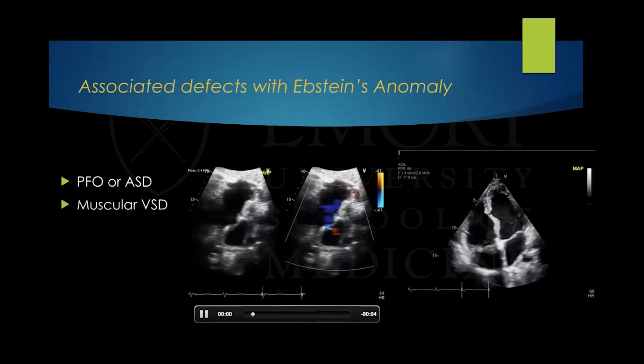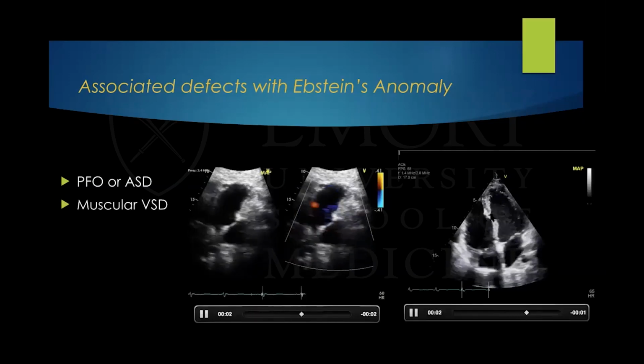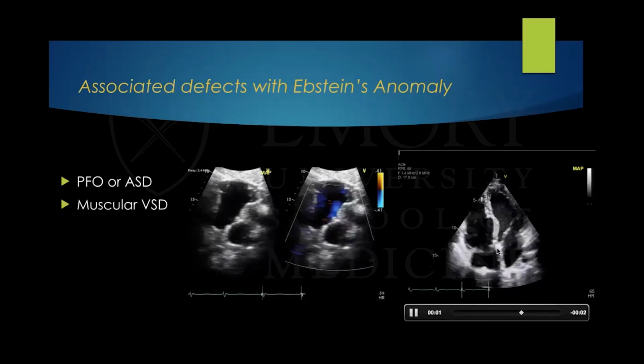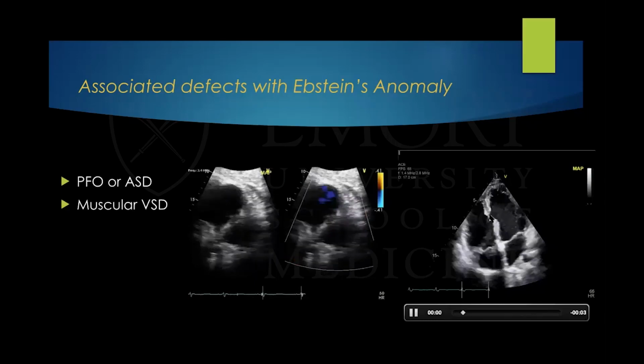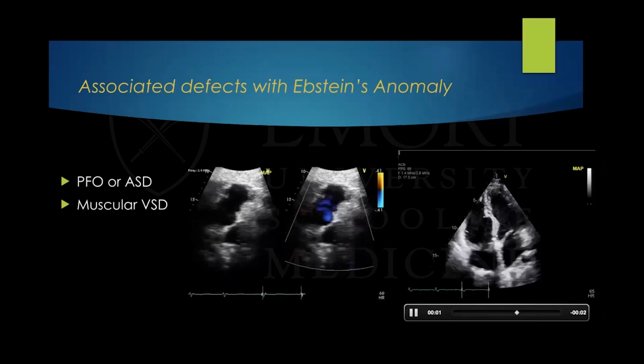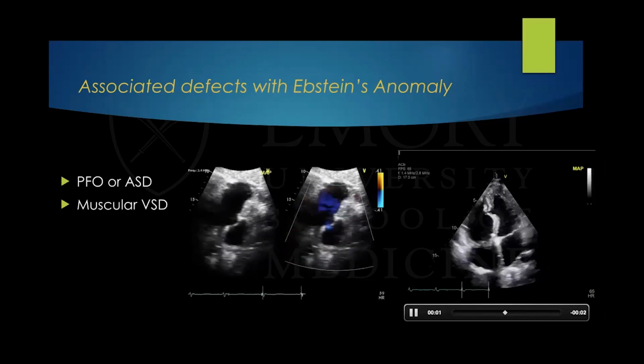And also muscular VSDs, especially in the area where the tricuspid septal leaflet was inserted. This particular case had already had tricuspid valve replacement, but you can see this small muscular VSD. And usually they have very little shunt because they're very small.